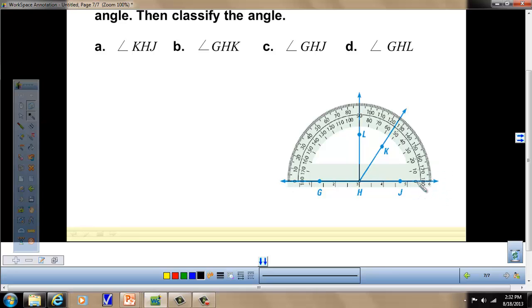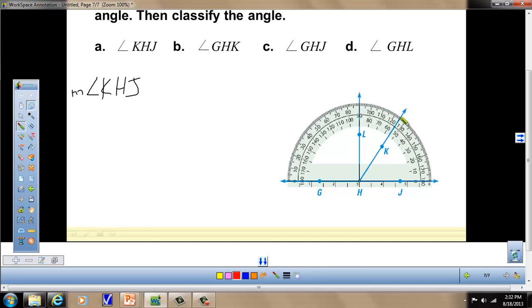Another scale starts on the inside at 0, goes all the way up to 90 and then all the way over to 180. Depending on which side we start at, if we start on the left-hand side, we use the outer scale. If we start on the right-hand side, we use the inner scale. So we're going to look first at angle KHJ, and if we want to know how big an angle is, we put the M in front of it to show it's the measure of this angle. So KHJ starts here, goes down to H, and goes over to J.